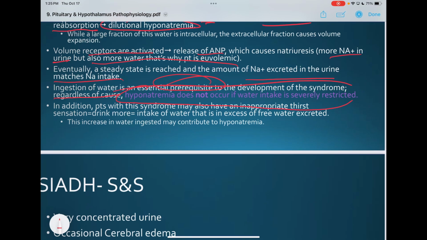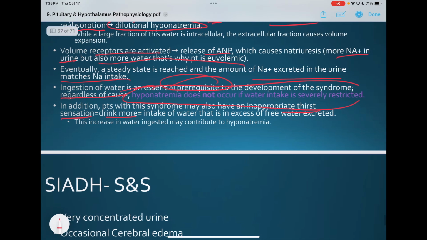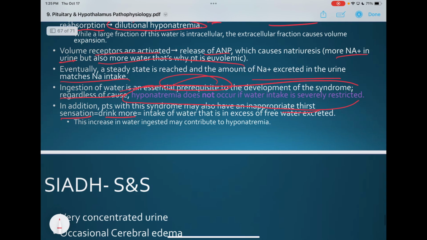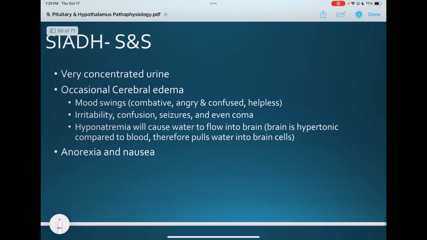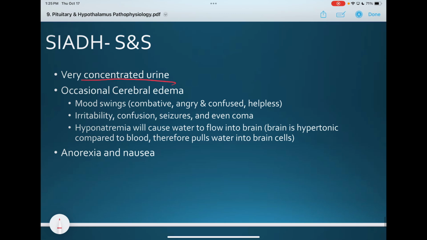Also, they may have an inappropriate thirst sensation, so they're going to drink more. But when they keep drinking all this water because they're very thirsty, it's going to dilute out their sodium even more, causing more problems as well. So they cannot drink water freely. They have to be regulated with SIADH. Okay, so what are they going to have? Very concentrated urine.